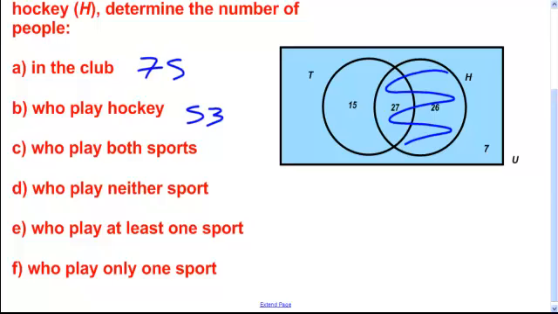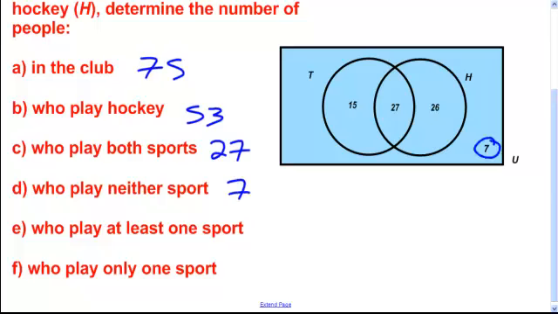How many play both sports? Both sports is only going to be the overlap. So there's 27. Neither of these sports, that's this outside number 7. At least one sport is going to be your 15, your 27, and your 26, because it's at least one sport. So I can also include the people that play both, only once though. So that's 68, folks. And those who only play one sport are the 15 and the 26, making 41. So based on a Venn diagram, you're able to answer some questions about it.